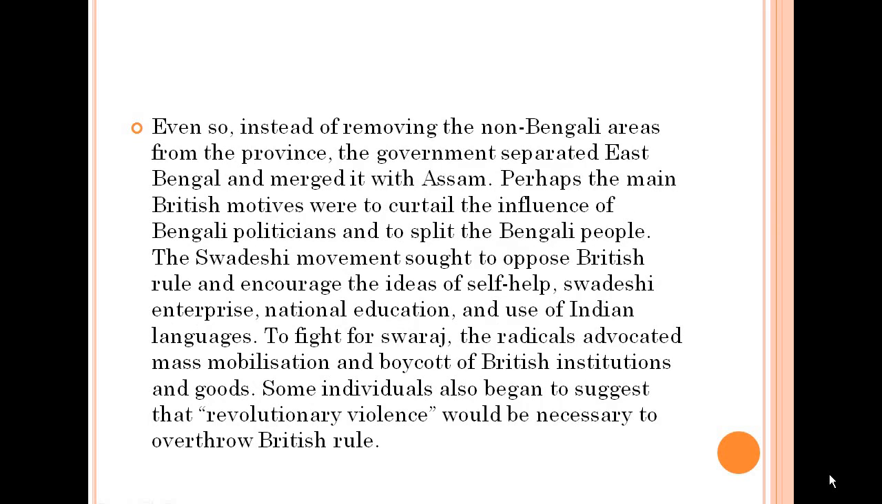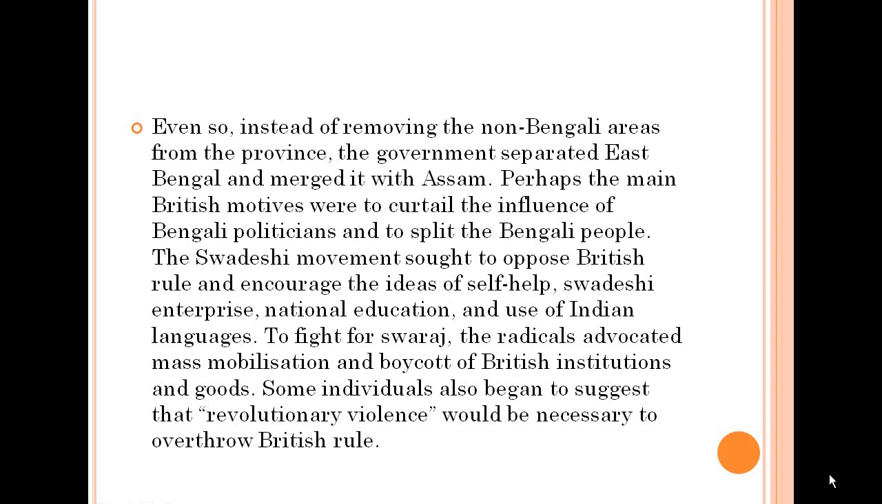So even so, instead of removing the non-Bengali areas from the province, the government separated East Bengal and merged it with Assam. So perhaps the main British motive was to curtail the influence of Bengali politicians, but they also wanted to split the Bengali people as well. But with this Swadeshi movement, they opposed British rule, and they encouraged the idea of self-help, Swadeshi enterprise, national education, and the use of Indian languages.